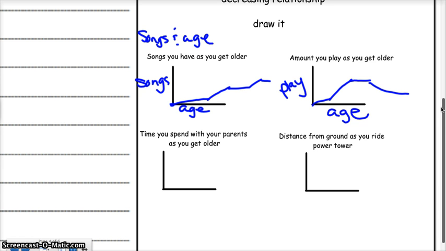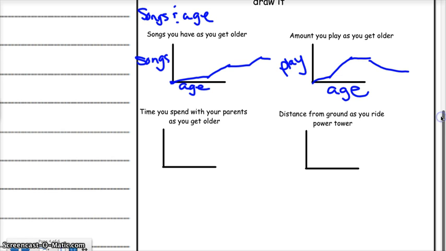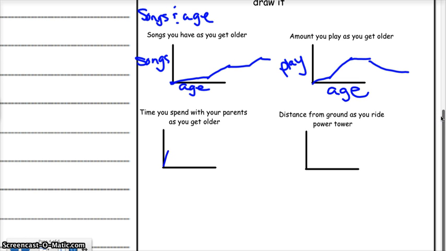Okay? Time we spend with our parents as we get older. When we're a baby, we're with them all the time. Always with them, right? It wouldn't start at 0. It would start at the top, because I'm always with them. And then all of a sudden it slightly decreases.